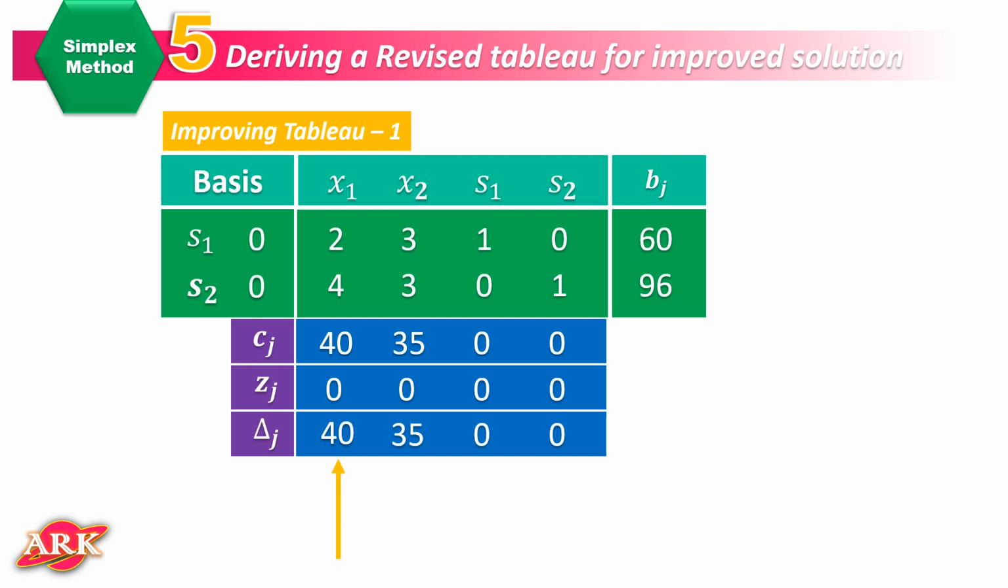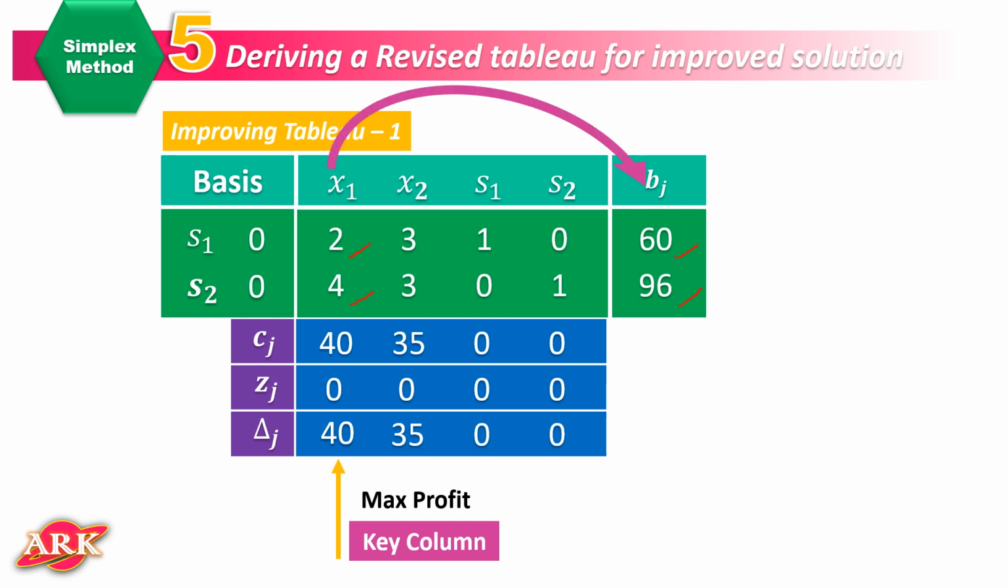Now if you see here, the X1 product is contributing 40 rupees, which is maximum, and let this column be the key column. And what we have to do is divide the values of BJ, which are 60 kg raw material and 96 labor hours, which are the resources we have, by the coefficients of X1, which means 2 kg and 4 labor hours. So we have to divide by those coefficients 2 and 4. Let's see what we get.